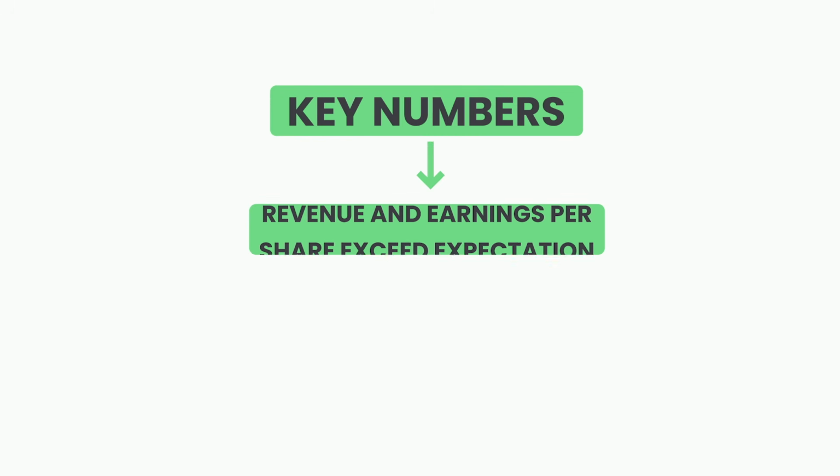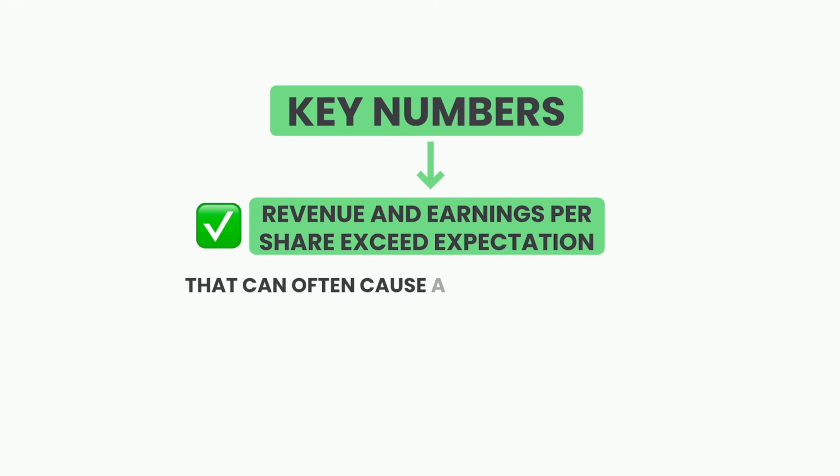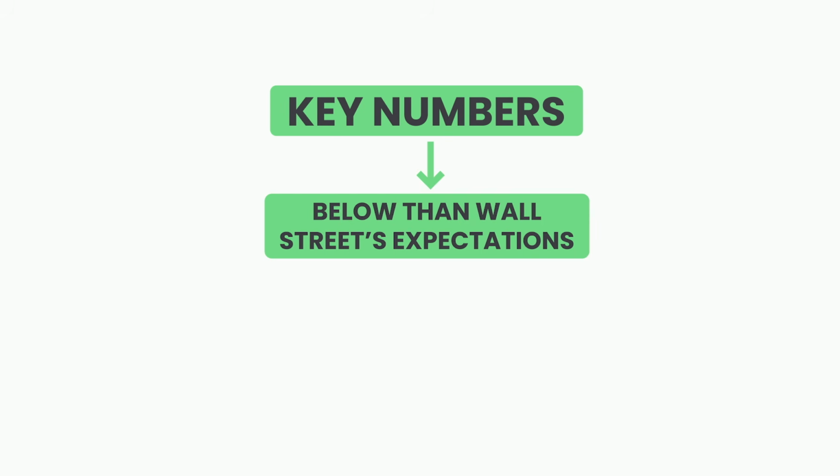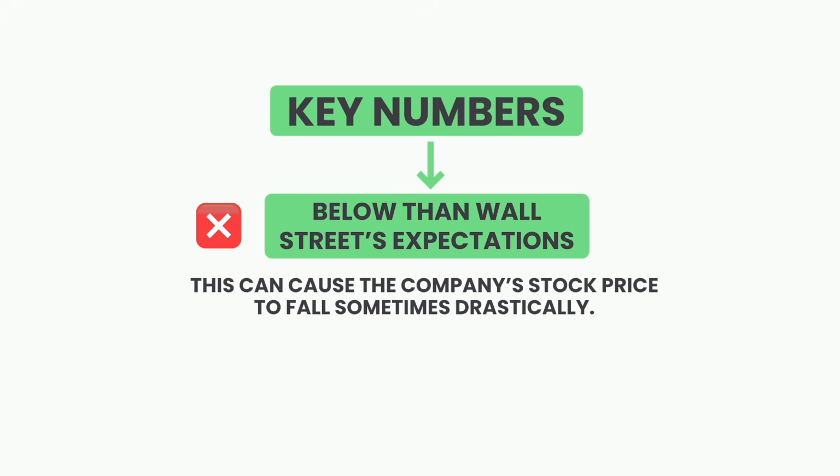But once you have these results in hand, the next step is to do a simple comparison. If the company's key numbers, namely revenue and earnings per share, exceed expectations, that's a great sign. That can often cause the stock price to rise. If the numbers simply meet or were below Wall Street's expectations, that's a bad sign, and this can cause the company's stock price to fall, sometimes drastically.